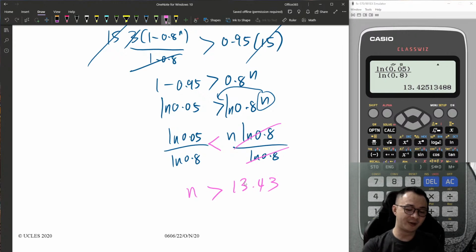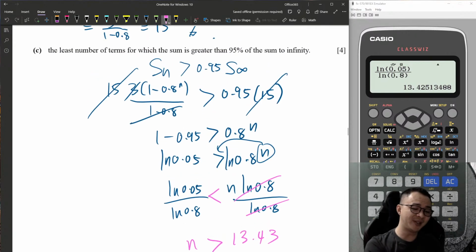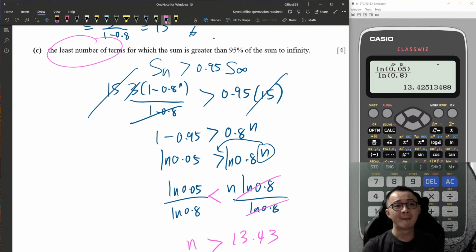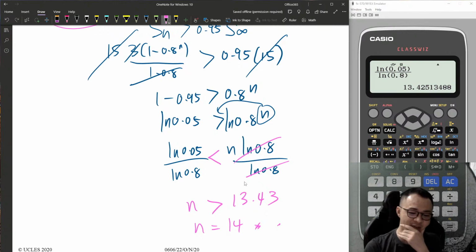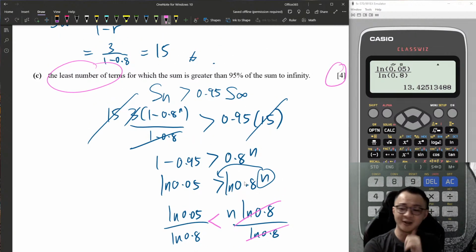Alright, but we want the least number. Remember, they say least number of terms. So, because when n is bigger than 13.43, n can be 14, 15, 16, 17 until infinity. But I want the least number, meaning I want the smallest n possible. 14. Okay, so yep. This is how I do this kind of question. Not too bad for the format, if you understand.